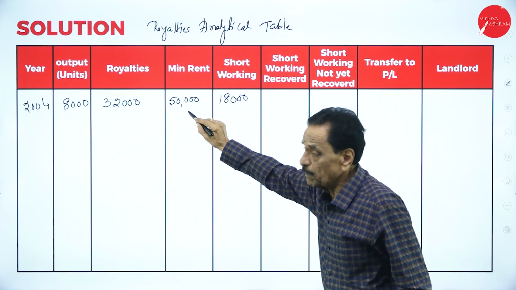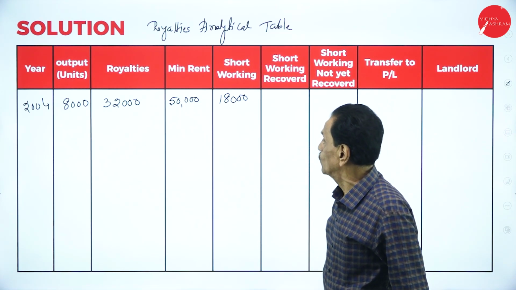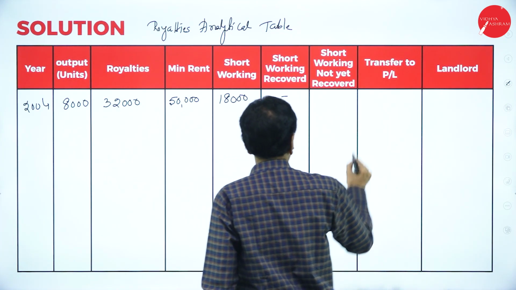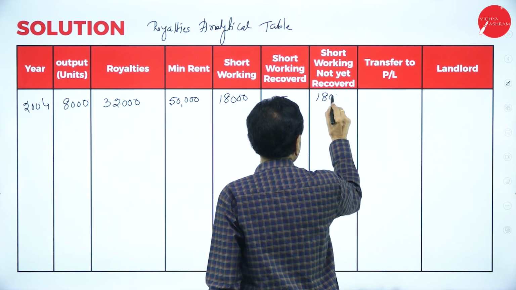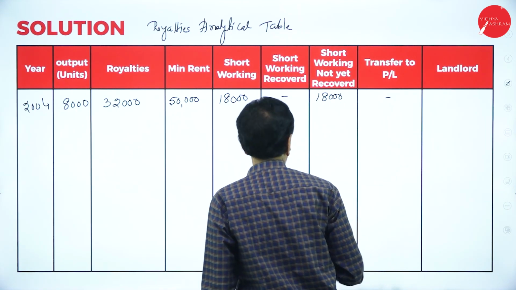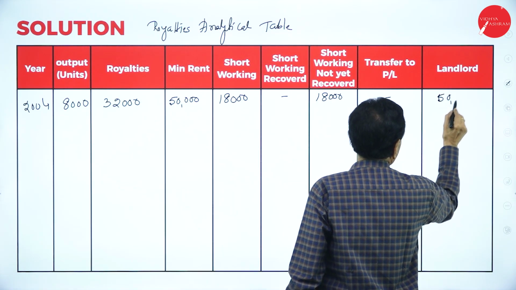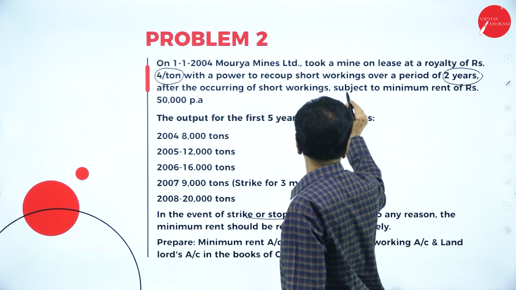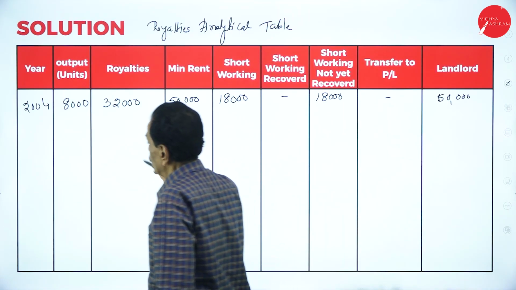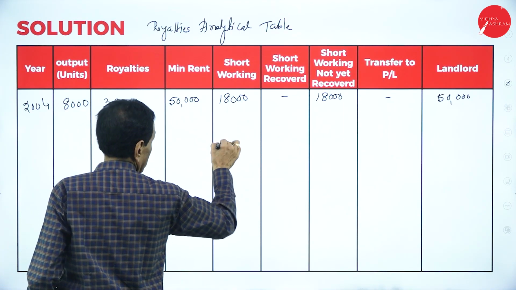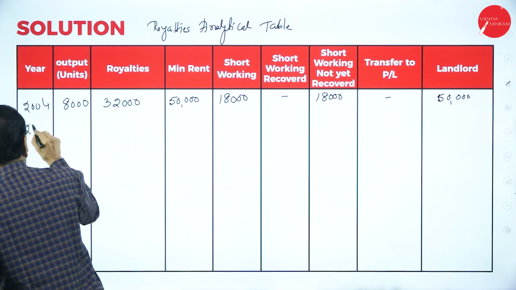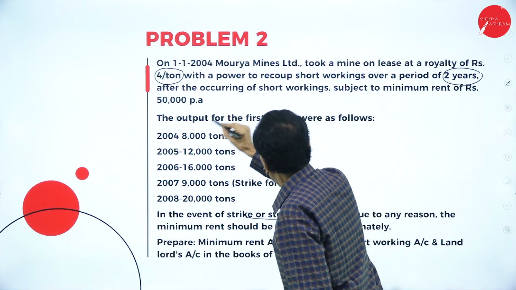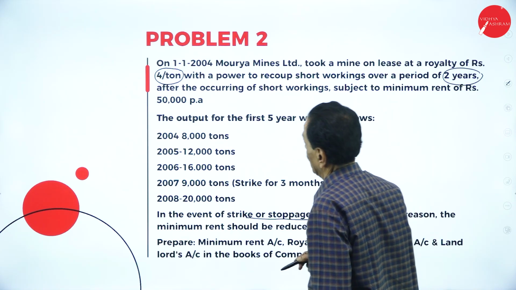See that? You are going to pay minimum rent of 50,000, but actual royalty is 32,000. How much short working? 18,000. Recovered? No, not yet recovered. 18,000. So you are paying. So how many years has he given? Power to recover short working over a period of next 2 years. The short working should be recovered in the next 2 years. Next 2 years. Come back here.